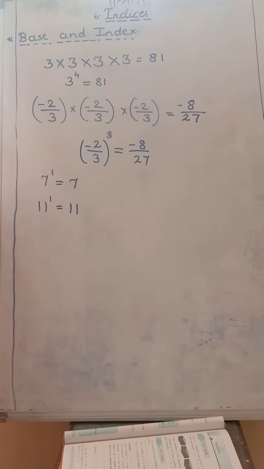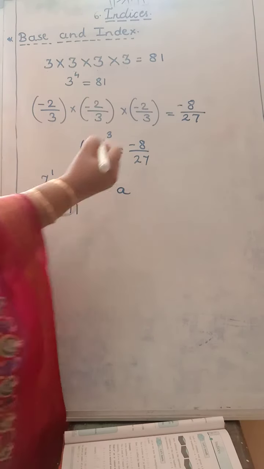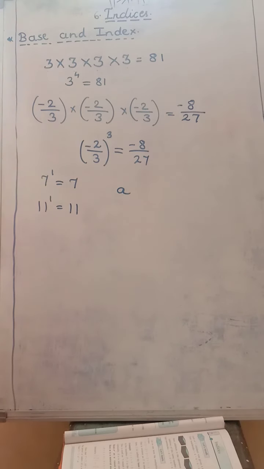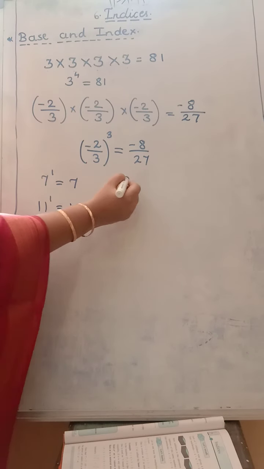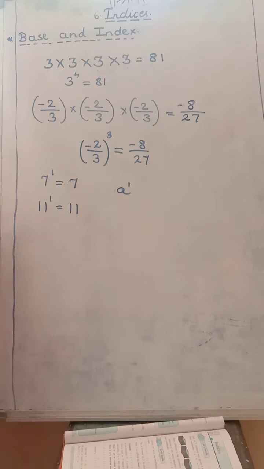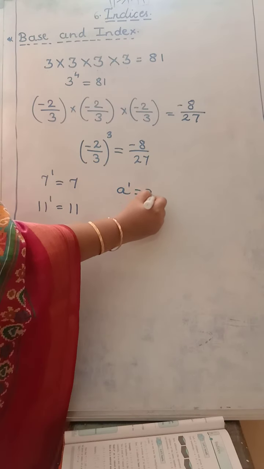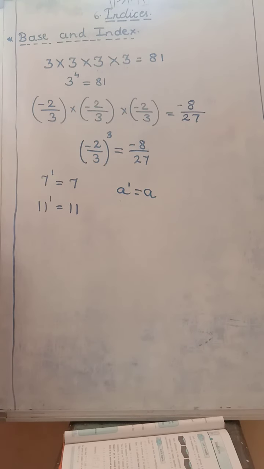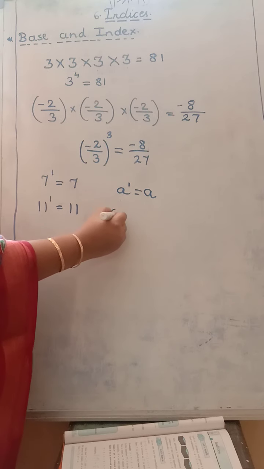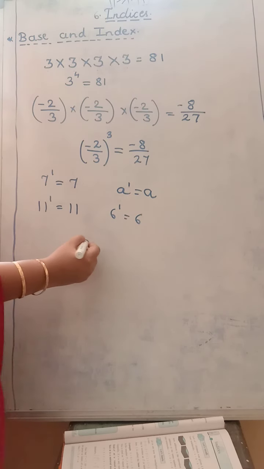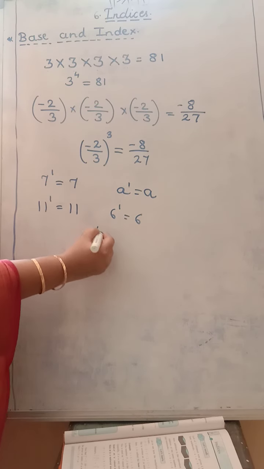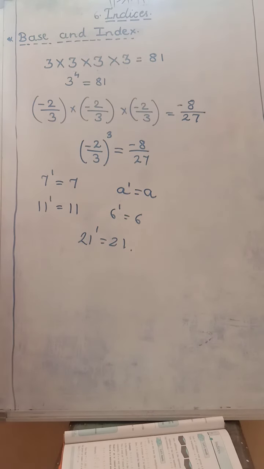Keep in mind, whenever you see 8 raised to 1 or any number, suppose I take that number as a. If a is any number, and you see any number raised to 1, then the answer is that number itself. Okay, means 6 raised to 1 is 6 only. 21 raised to 1 is 21.